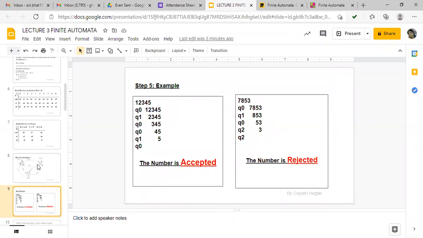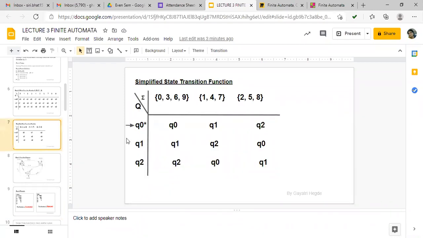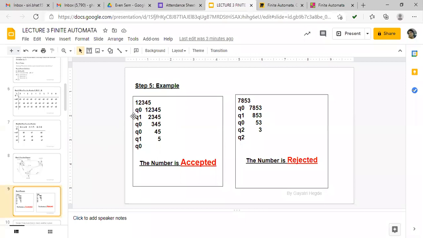Q0 on 1. Q0 on 1 goes to Q1. So here we have written Q1. So 1 has been read. What is our next one? Next input is 2.